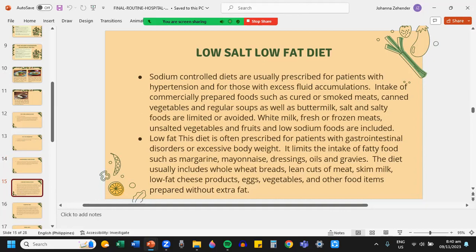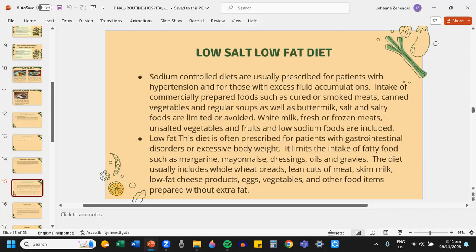Next, we have the low salt, low fat diet. So, sodium control diets are usually prescribed for patients with hypertension and for those with excess fluid accumulation. So, intake of commercially prepared foods such as cured or smoked meats, canned vegetables, and regular soups as well as buttermilk, salt and salty foods are limited or avoided. Okay, so white milk, fresh or frozen meats, unsalted vegetables and fruits, and low sodium foods, however, are included.